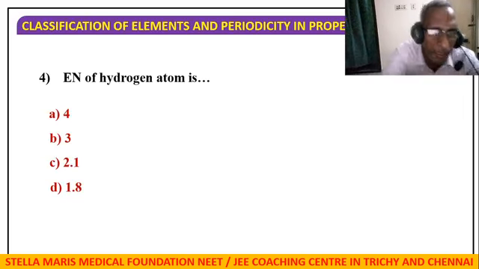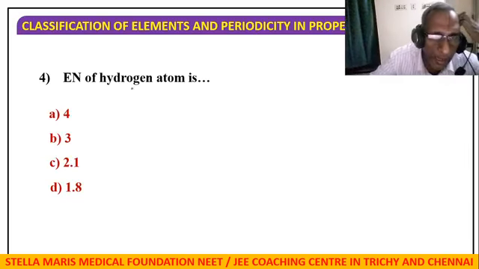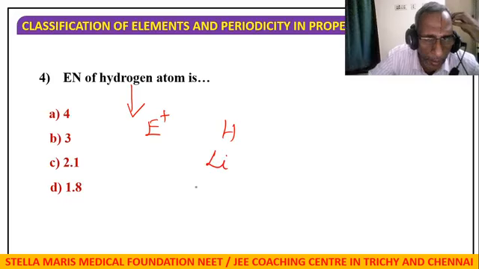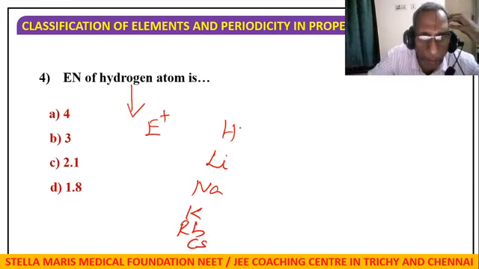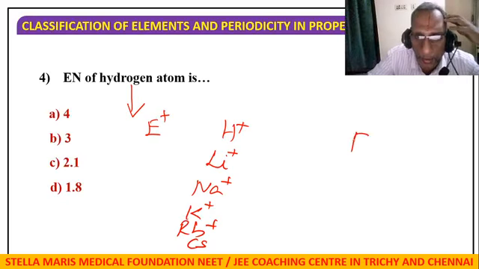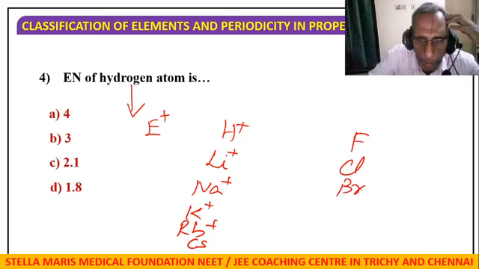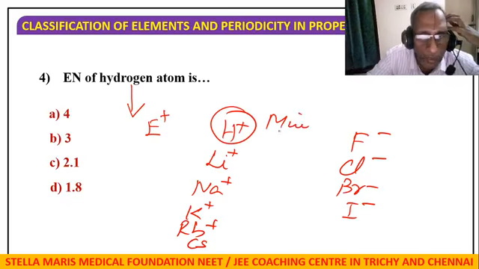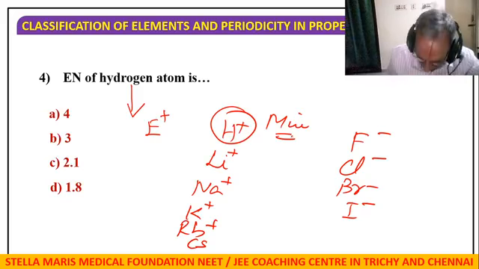Hydrogen is called, everybody make a note, they will ask about hydrogen. Hydrogen is called electropositive. Hydrogen, lithium, sodium, potassium, rubidium, cesium, they form positive ions. So it is called electropositive. Halogens, fluorine, chlorine, bromine, iodine, they form negative ions. So they are called electronegative. So electropositive means electronegativity is minimum.